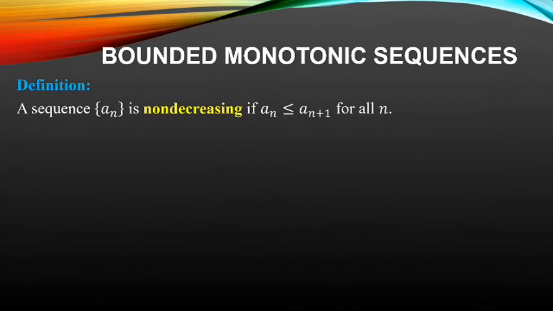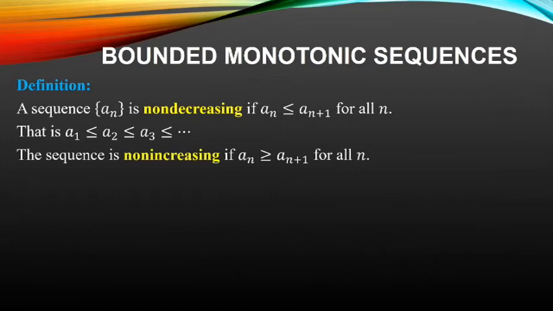Definition: the sequence a sub n is non-decreasing if a sub n is less than or equal to a sub n plus 1, meaning the next term can be equal or larger than the previous one. So non-decreasing means it is either getting larger or staying the same value. That is, a sub 1 is less than or equal to a sub 2, which is less than or equal to a sub 3, and so on and so forth.